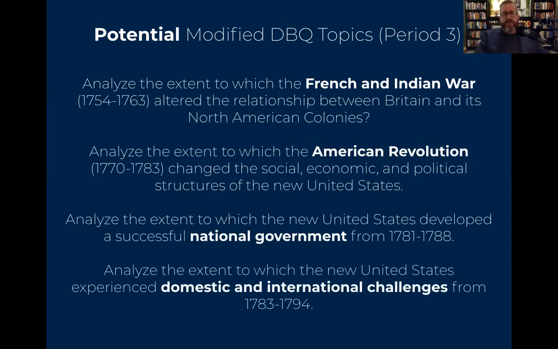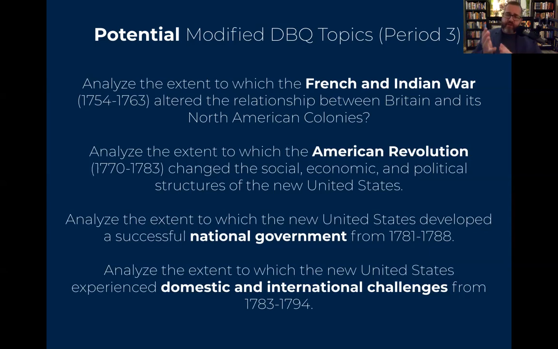And the last part of this equation might be analyzing the extent to which the United States experienced domestic and international challenges, whether it be the XYZ affair, the Genet affair, Jay's Treaty, and Pinckney's Treaty. Perhaps there were some early domestic uprisings like the Newburgh Conspiracy, Shays' Rebellion, or the Whiskey Rebellion. And so we're going to see that in the growing pains of this new nation from about 1783 to 1794, there were times when the United States was really holding on by a very thin string.